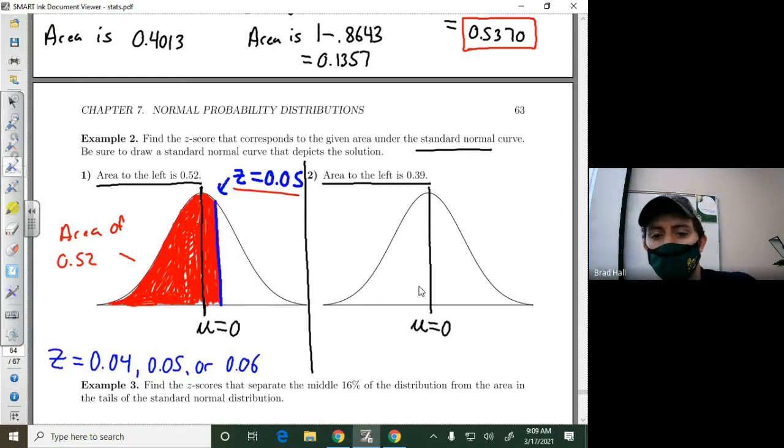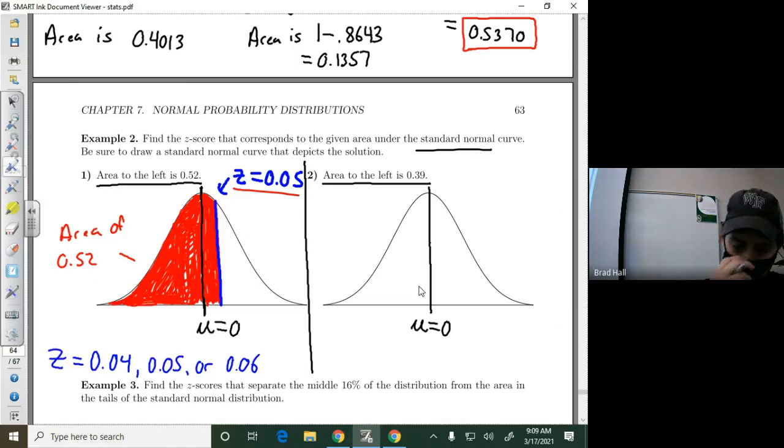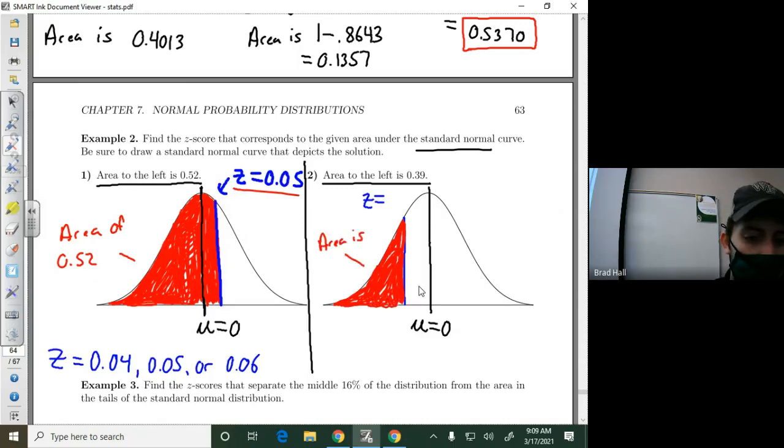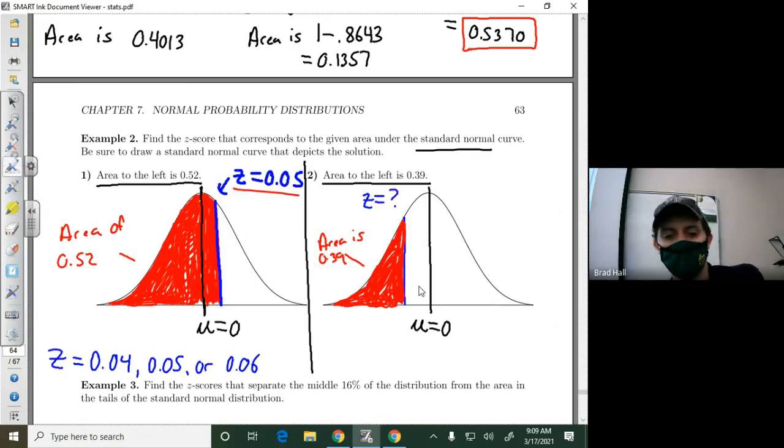This one would be to the left. And let's see, if it's 0.39, it'll probably be a little bit further. And so this is again to the left. So it's saying that this area is going to be the area that corresponds to 0.39. And we need to figure out the z-score that corresponds to this.